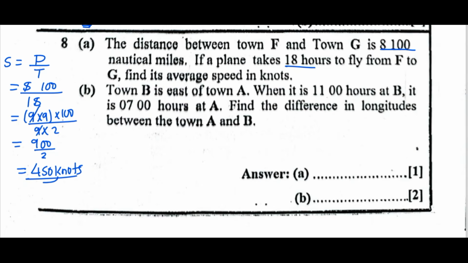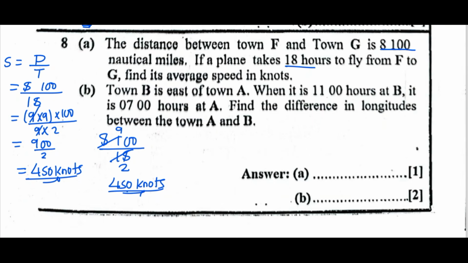So you can simplify it like this, or if you want, you can say 8100 over 18. 9 into 18 is 2, 9 into 81 is 9. 2 into 900, we still get 450 knots. So there are so many ways in which you can simplify a question under mathematics paper 1. So you just have to find what works for you. Then we go to B.